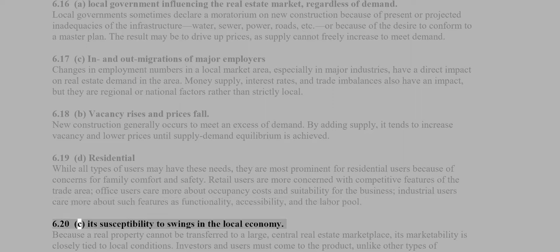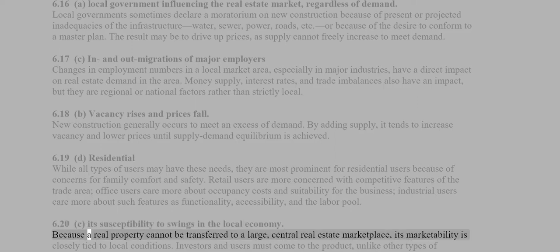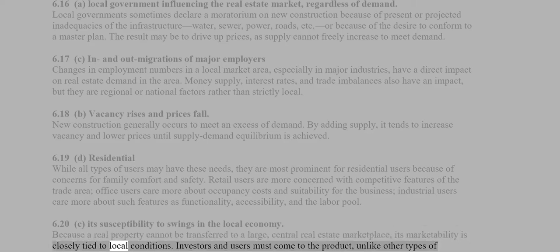6.20 C. Its susceptibility to swings in the local economy. Because a real property cannot be transferred to a large, central real estate marketplace, its marketability is closely tied to local conditions. Investors and users must come to the product, unlike other types of economic product that can be moved to a place in search of greater demand.